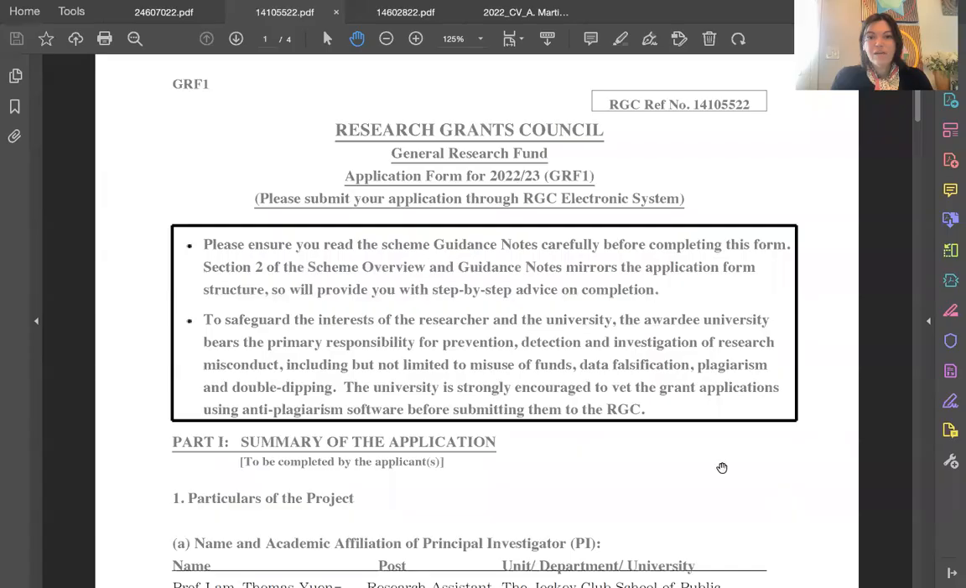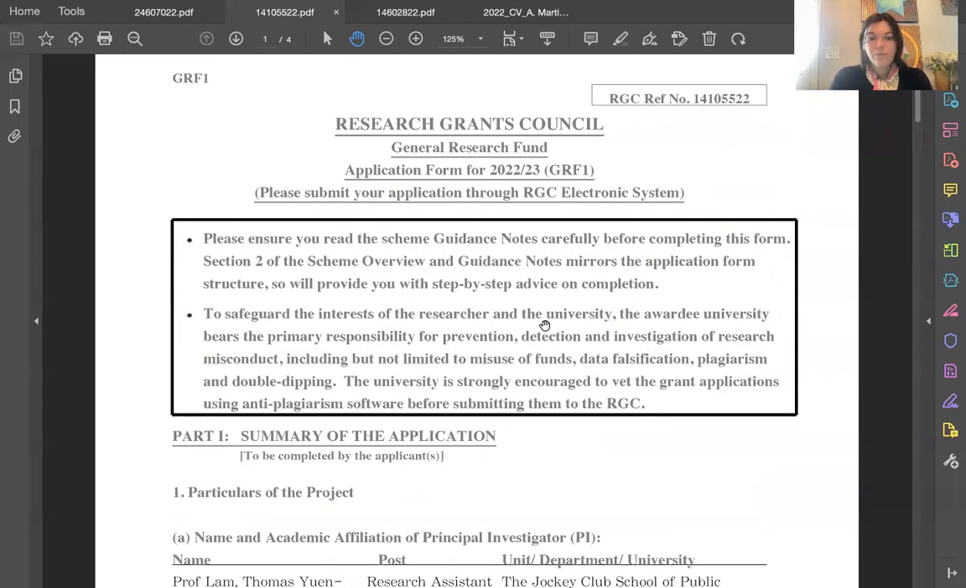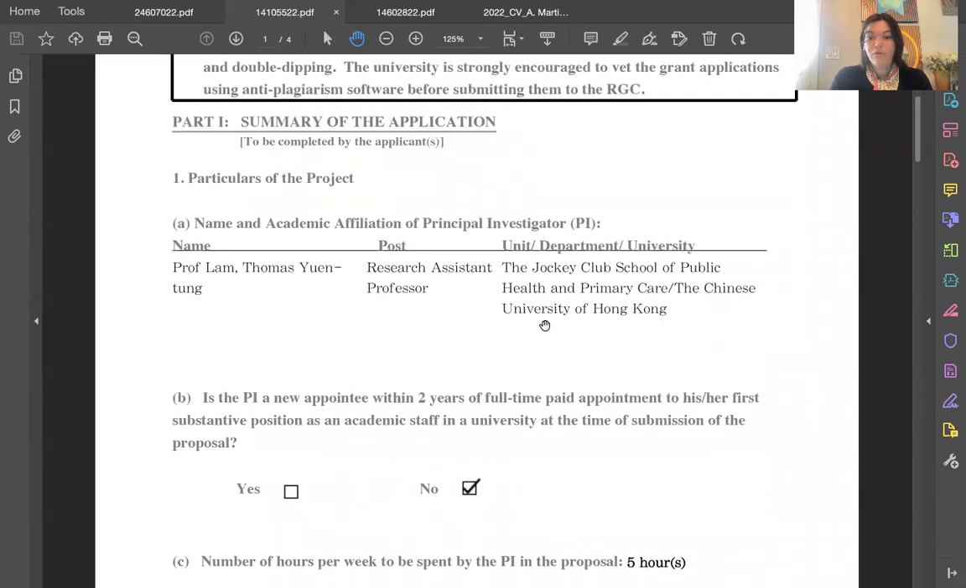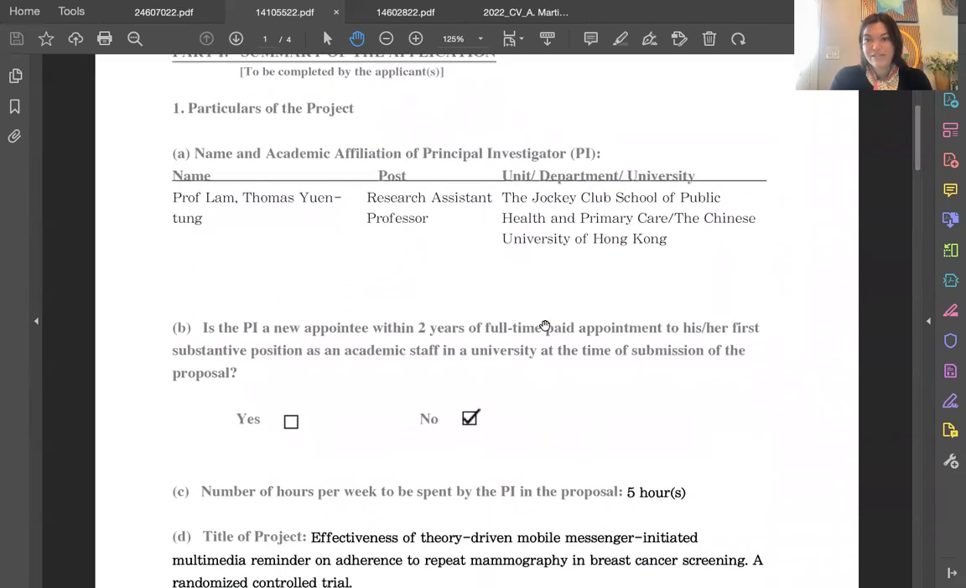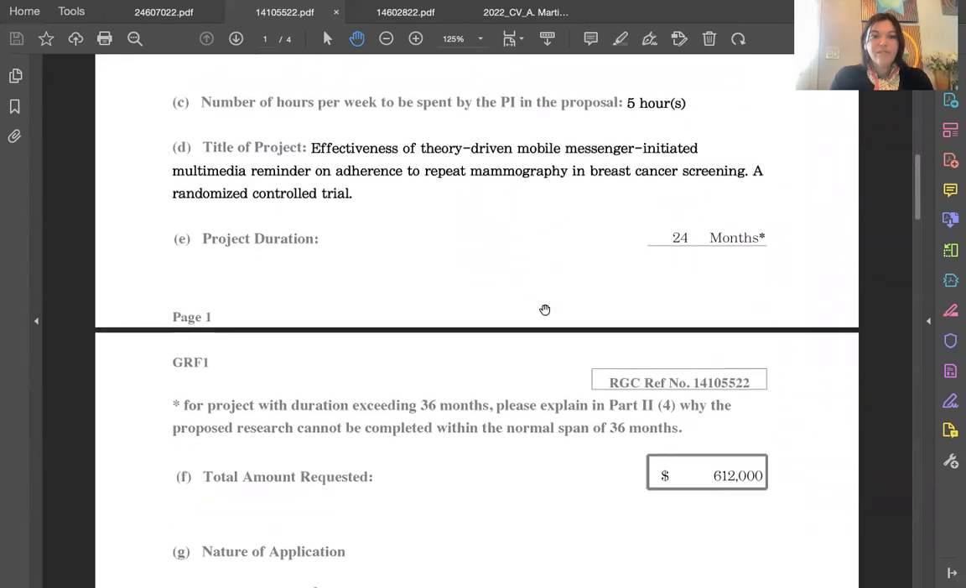So I am going to share my screen, and we're going to talk about this grant, which I had mentioned to you a little bit in our last meeting. You're going to get a grant that comes up like this when you open it. Again, they are all from the Public Health and Primary Care divisions of the Chinese University of Hong Kong. And now we're scrolling down to the title of the project. Effectiveness of theory-driven mobile messenger-initiated multimedia reminder on adherence to repeat mammography in breast cancer screening, a randomized control trial.